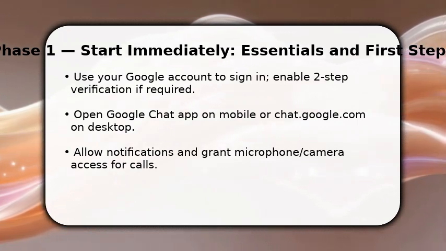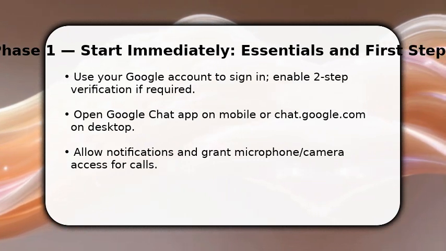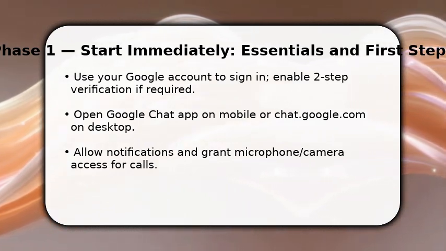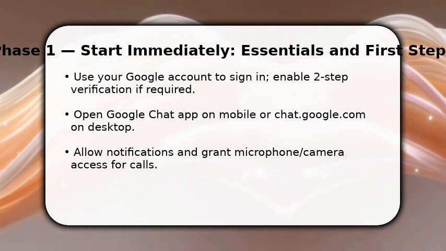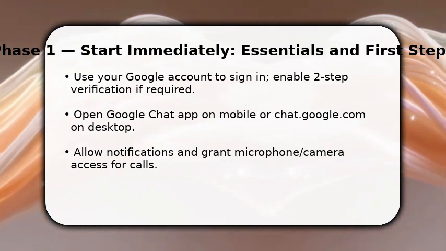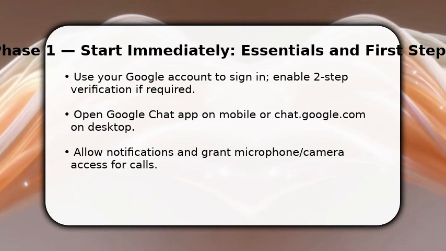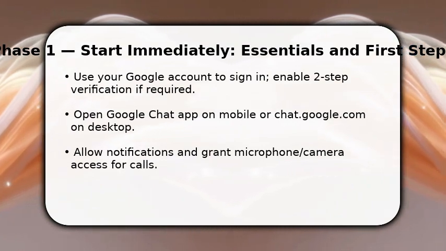Make sure to enable two-step verification if your organization requires it. This protects shared conversations and keeps files safe. Now tap the plus or search to find people or create a room, and start composing your first message.